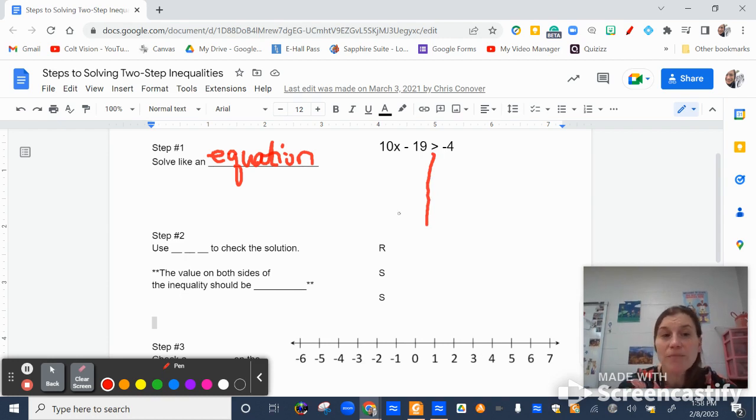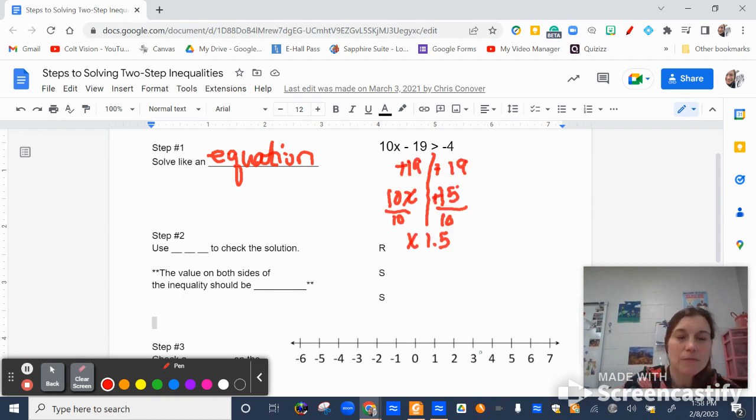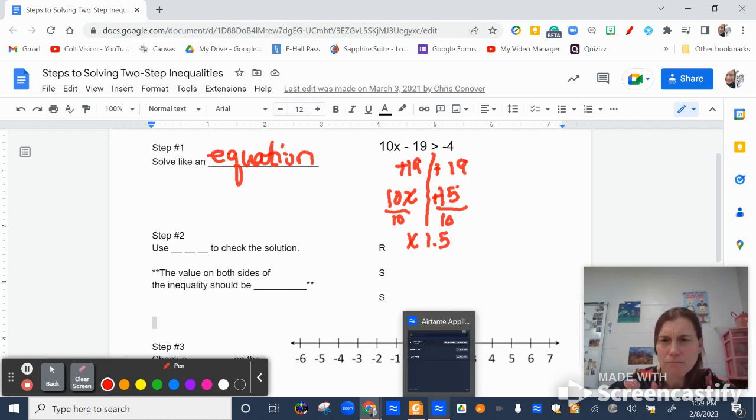I'm going to pause the video and solve it. You can solve it on your paper. Okay, so I used opposite operations to solve. First I added or subtracted the constant, and then I divided by the coefficient. Now my solution is 1.5. But I don't know yet whether it's greater than 1.5 or less than 1.5, because sometimes the symbol flips.